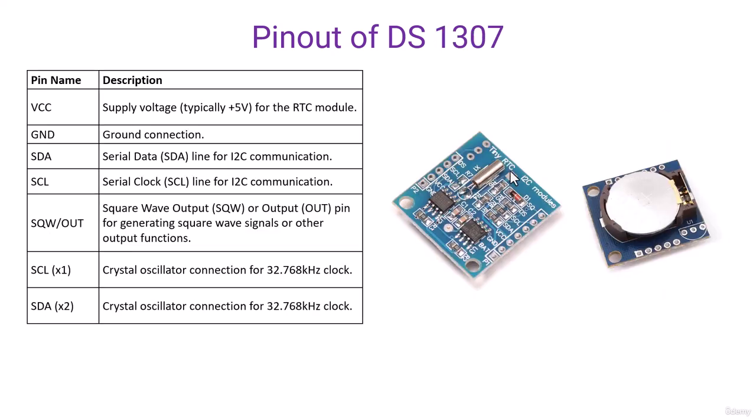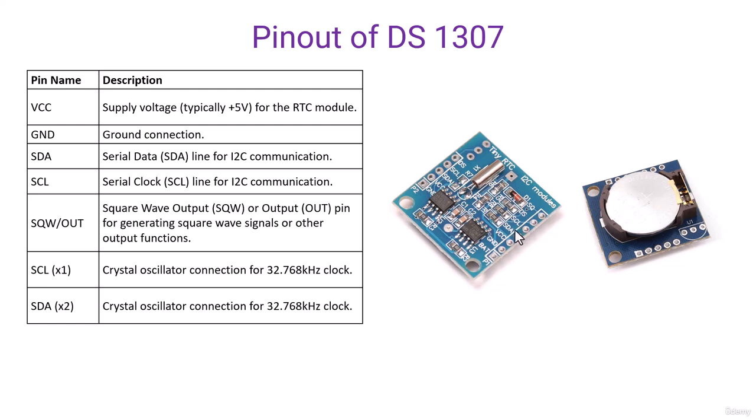Similarly, the DS1307 module has similar pins. We have VCC and ground here, SDA and SCL here for serial communication, and SQW for square wave generation. It has another serial communication port, SCL and SDA. So they provide SCL and SDA, or serial communication ports, here and here. Two channels are provided here for serial communication.